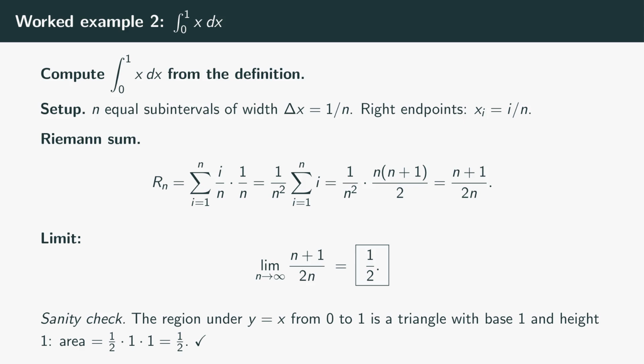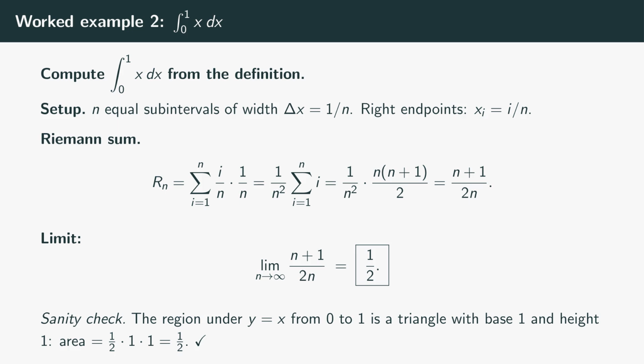Second worked example, a faster one. Compute the integral of x from 0 to 1, again from the definition. Partition into n equal pieces of width delta x equals 1 over n. Write endpoints x sub i equals i over n. Sample point in the ith piece is i over n, function value there is i over n, times width 1 over n gives i over n squared for the ith rectangle.